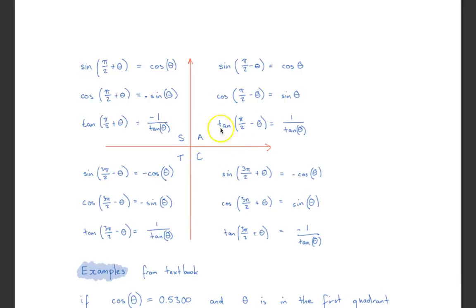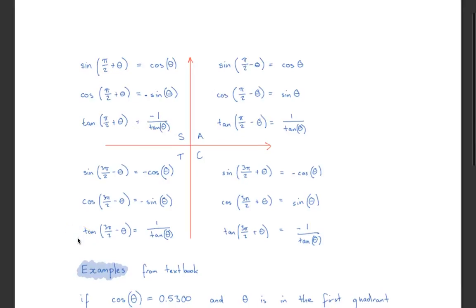So of course, in the first quadrant, they're all positive. In the second quadrant, only sine should be positive. In the third quadrant, only tan should be positive and the other two negative. In the fourth quadrant, only cosine should be positive and the other two negative. So that's another set of rules that you have to learn off by heart. But if you remember the pattern, it shouldn't be too hard.